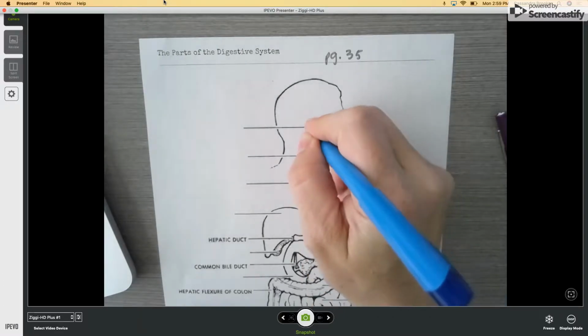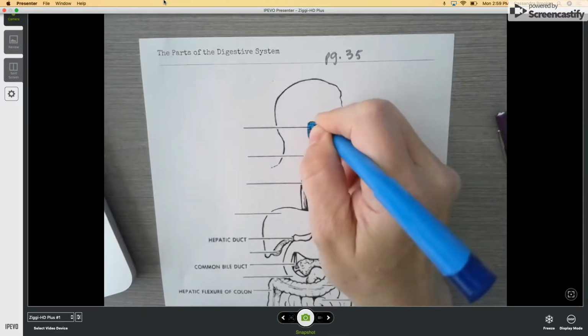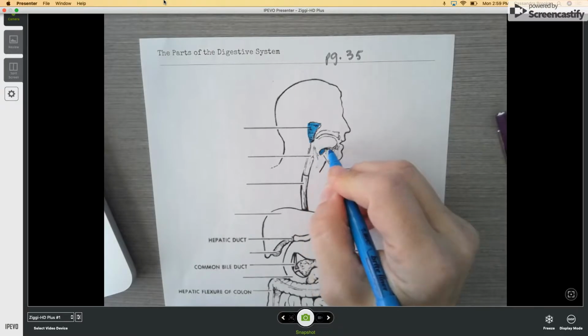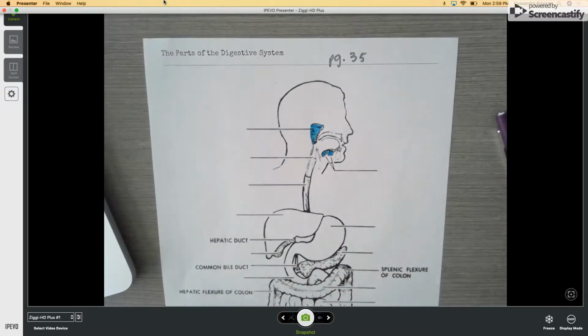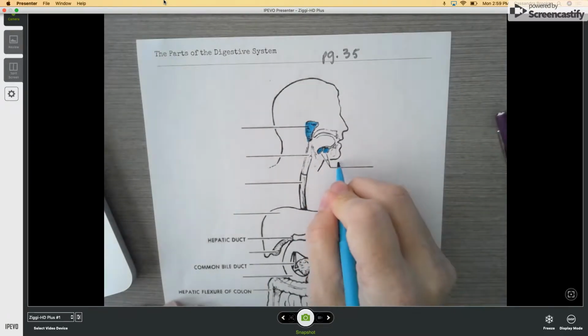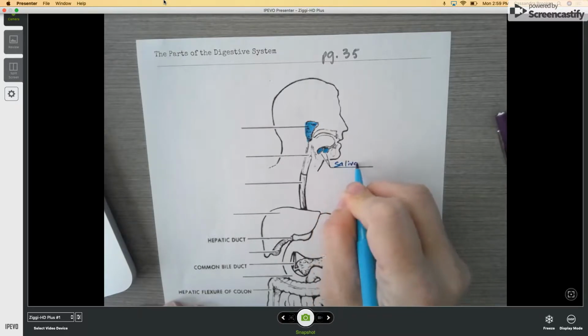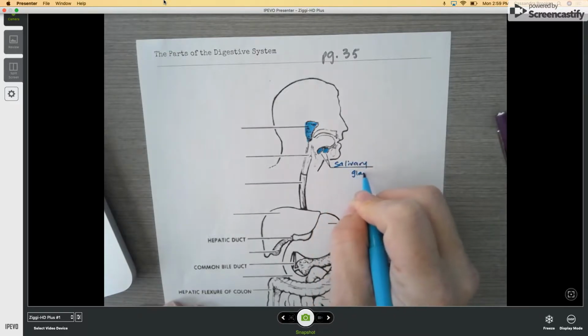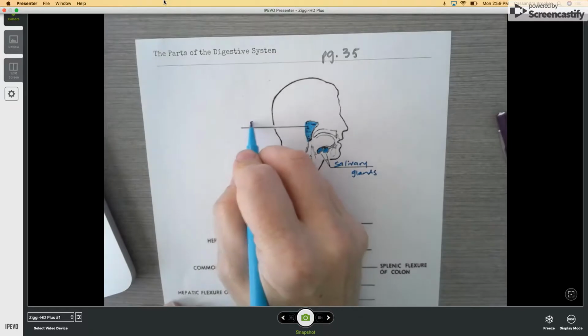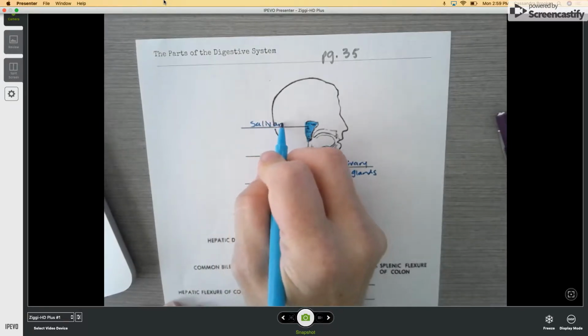that produce what you call spit, but it's also called salivary amylase. So I'm going to write that right here. These are your salivary glands that are below your tongue. And this is your salivary gland on the roof of your mouth.